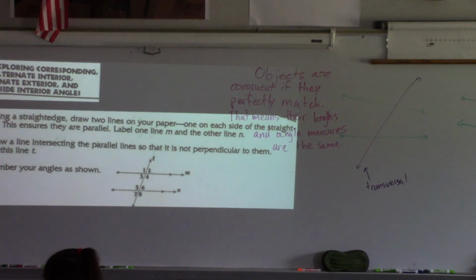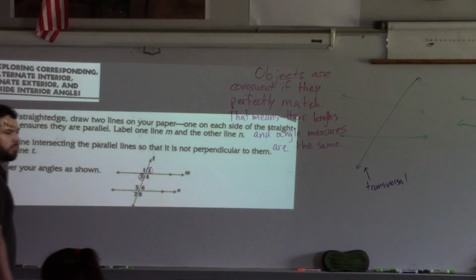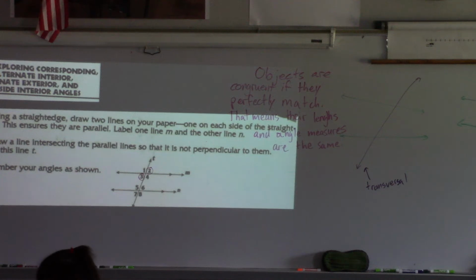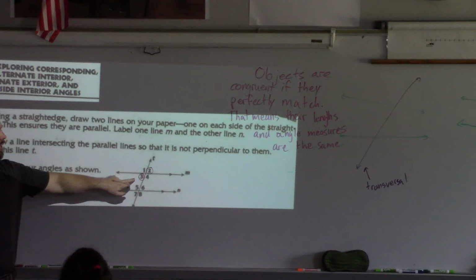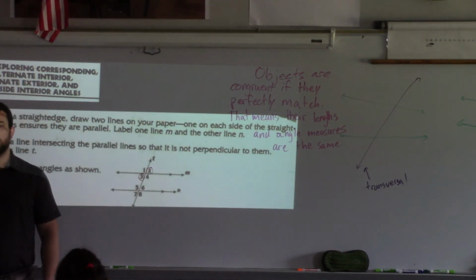So to help us get a better understanding of that, this angle 2 and this angle 3 right here, what's their relationship to each other? Being across from each other. They're across from each other, so they are vertical angles. And we've always said that vertical angles have the same angle measure. That means that these two angles are congruent.